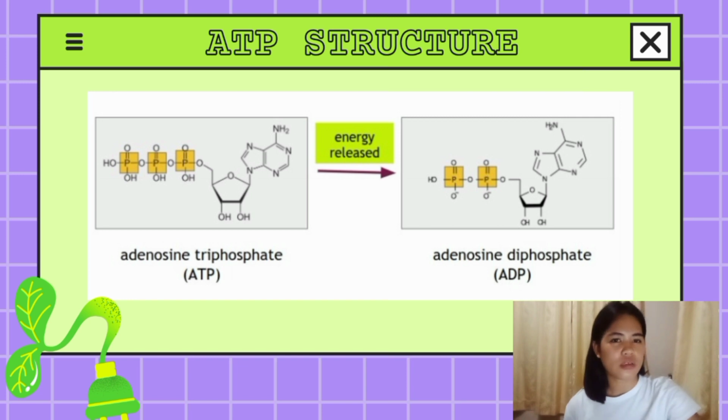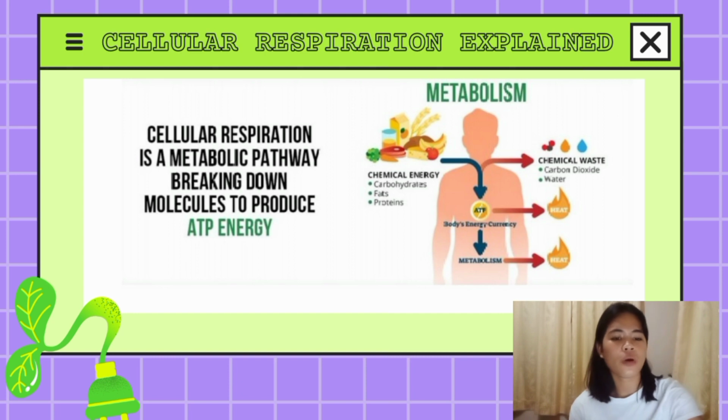Hydrolysis is one of the steps to break down the bonds of the three phosphate groups. Hydrolysis is any chemical reaction in which a molecule breaks down one or more chemical bonds. So now let us proceed to cellular respiration. So what is cellular respiration? Cellular respiration is a metabolic pathway that uses glucose to produce adenosine triphosphate or ATP.